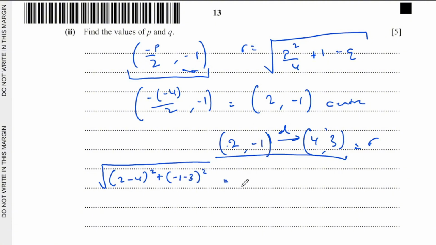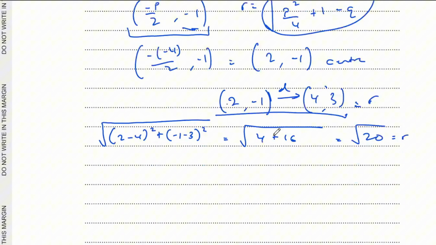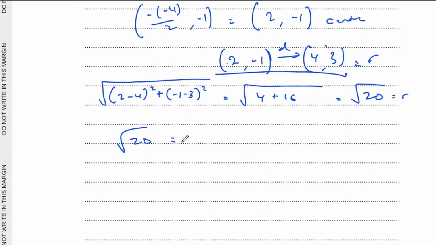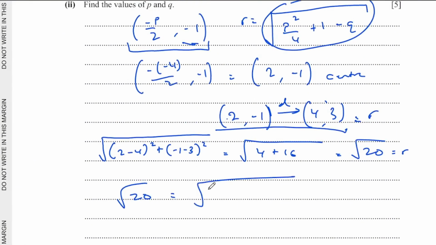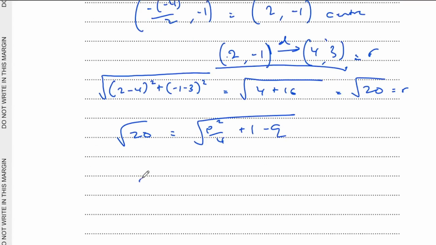Yeah, and we're going to get the square root of negative 2 squared, which is 4. And here we're going to get negative 4 squared, which is 16, so plus 16 is equal to square root of 20, right? And that radius is going to equal to this right here. So root 20 equals root of p squared over 4 plus 1 minus q, which just means 20 equals p squared over 4 plus 1 minus q.